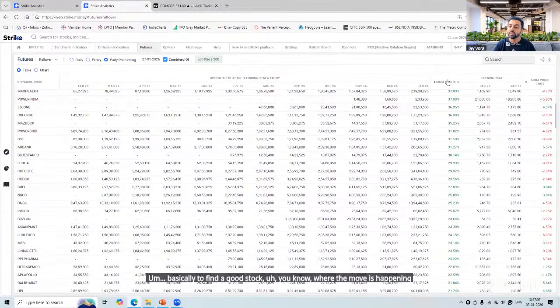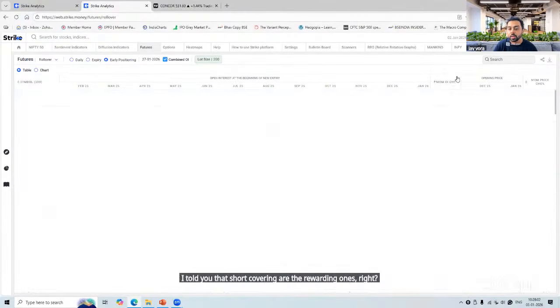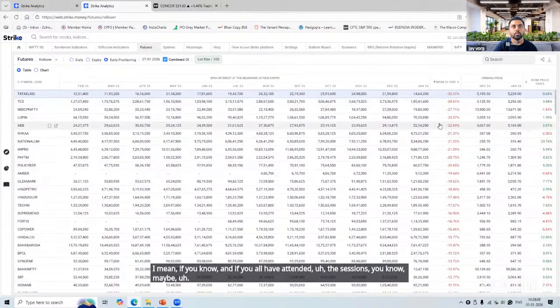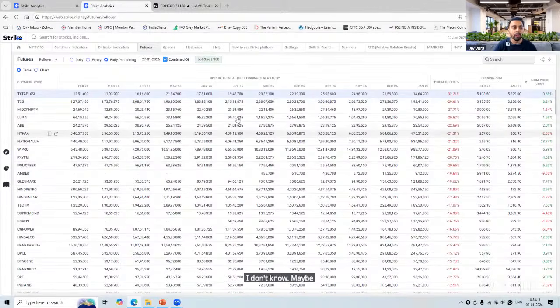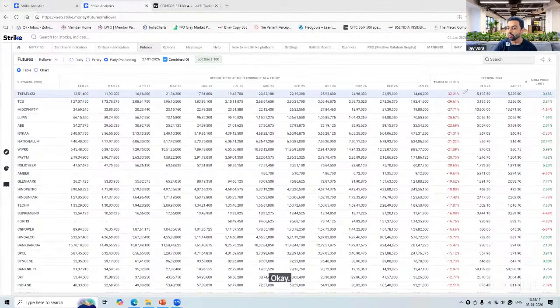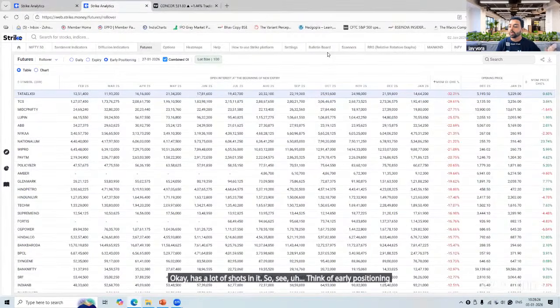Now, similarly, I told you that short covering ones are the rewarding ones, right? If you have attended the sessions a few months back, I was consistently saying that IT has a lot of shorts in it. So, think of early positioning as month over month data. Every month it gets captured once.